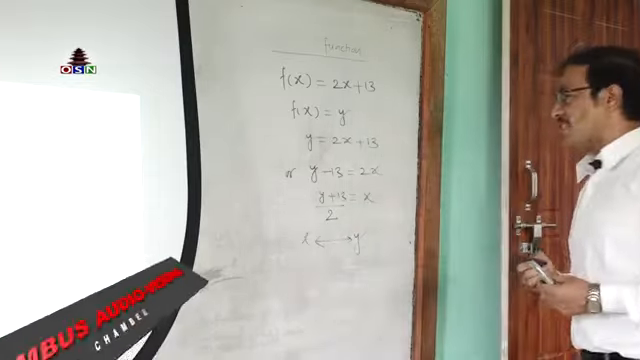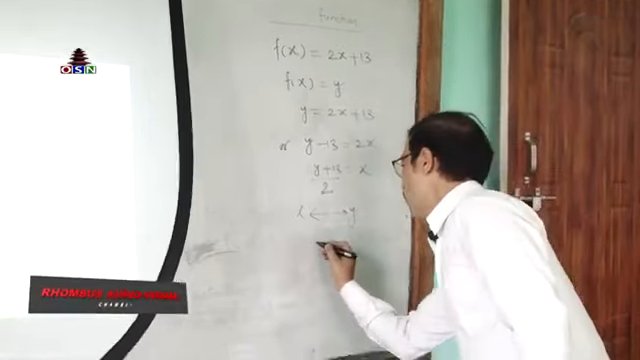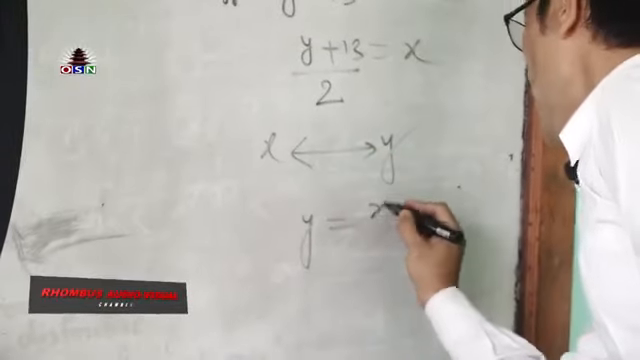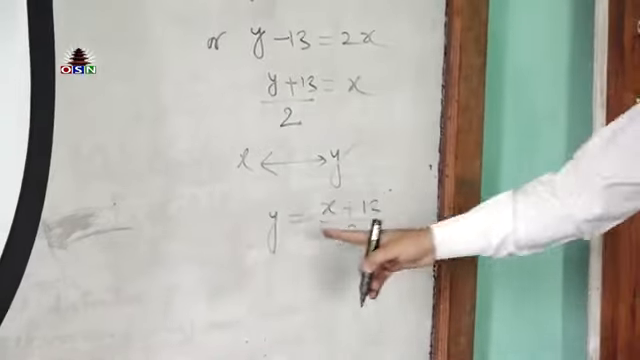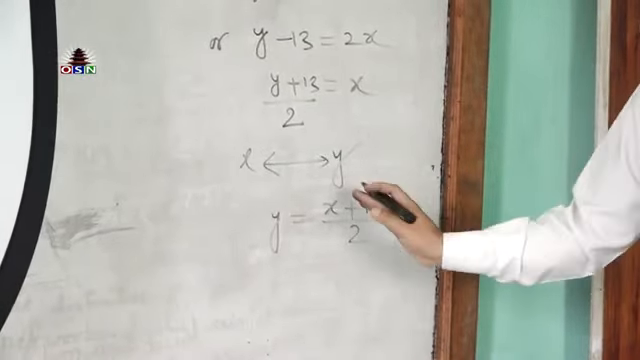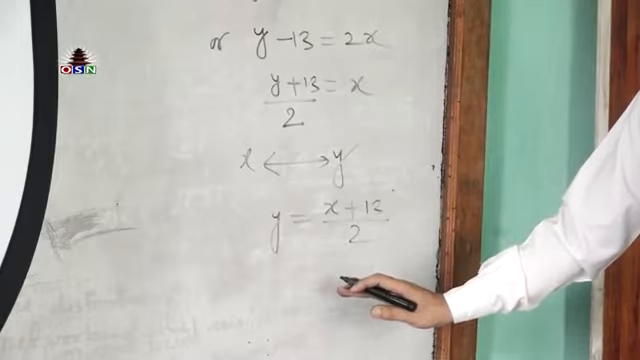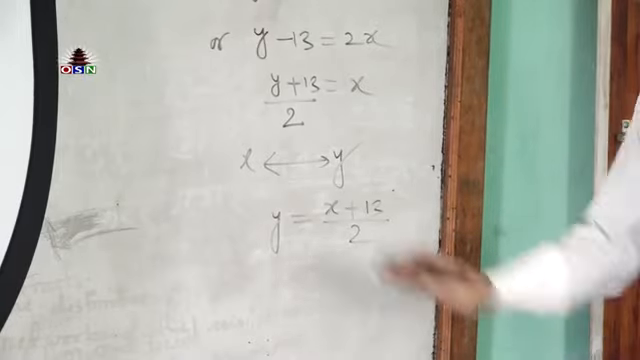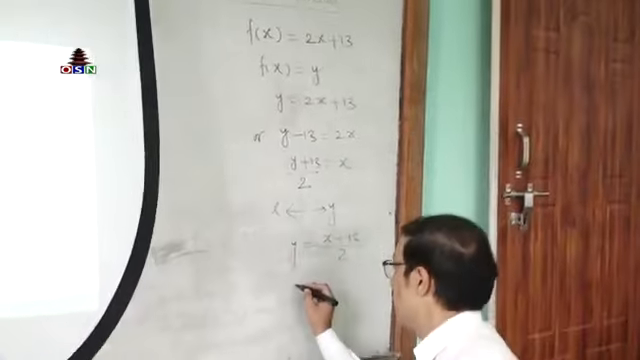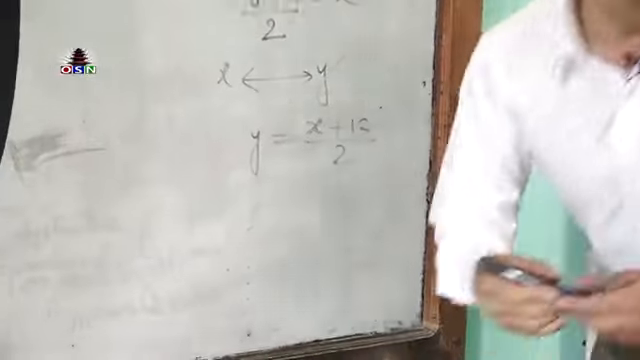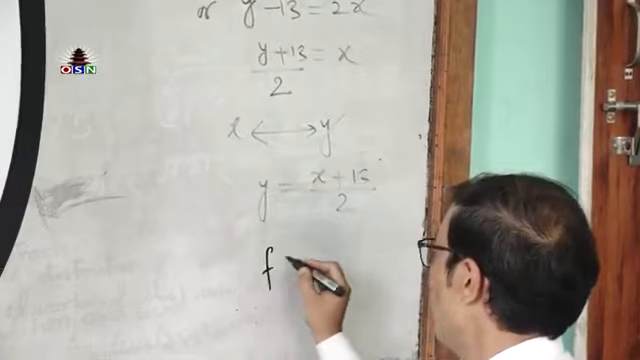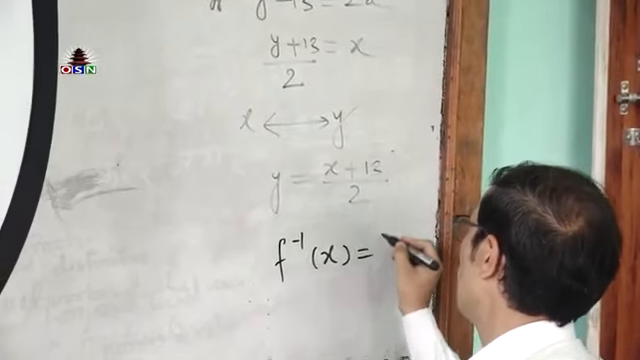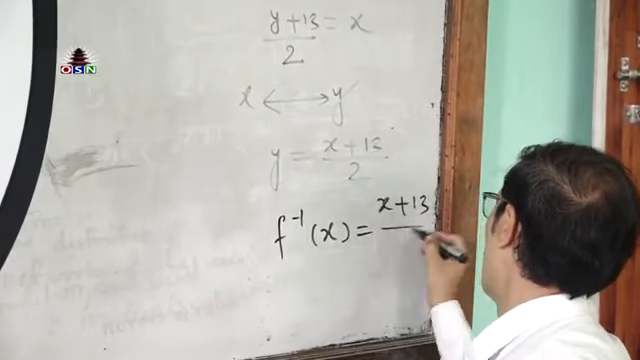Interchanging the position of x and y, we will get here y is equal to x plus 13 upon 2. So after interchanging the role of x and y, the new relation we have got, the new function, is called the inverse function of the given function. So it is written as f inverse x is equal to x plus 13 upon 2.